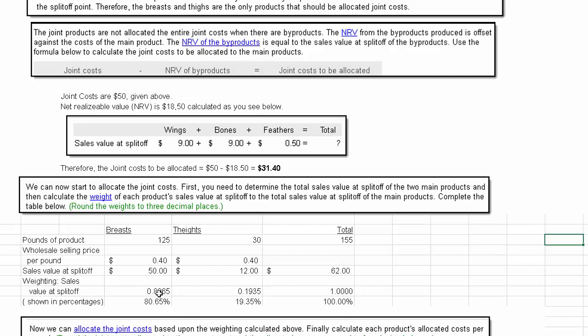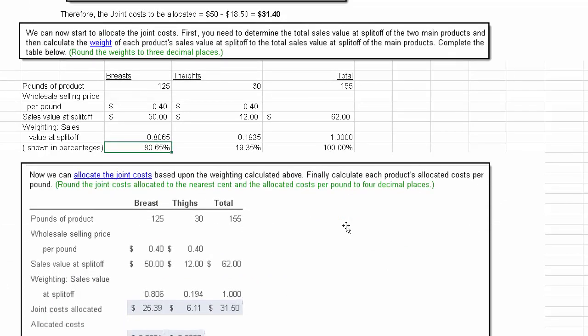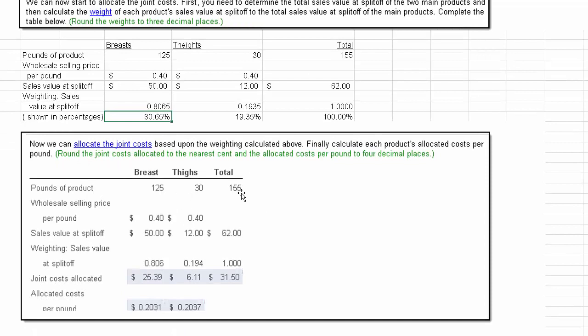And then we do a weighting. Well, where did that weighting come from? Well, it's just 50 divided by the total sales value of the main products. Okay? So that's 80%, and this is 19%, for 100%. And I'm just showing it as a percentage as well. Now that we have that percentage, we can allocate the joint costs. Okay? So we have the pounds of product, the wholesale selling price, the sales value at the split-off, and we have the weighting that we just calculated above, 80.65 and 19.35. So we can then do our joint cost allocation.